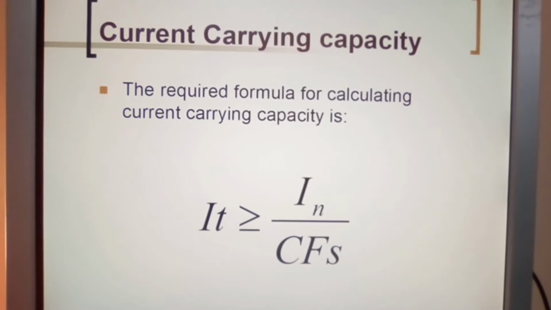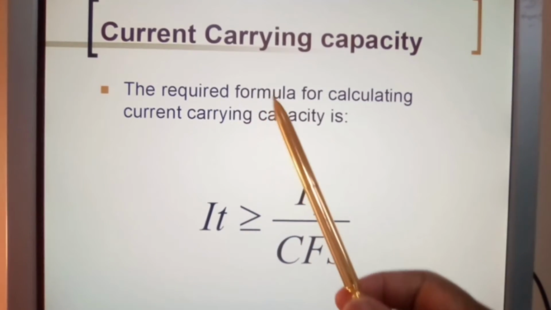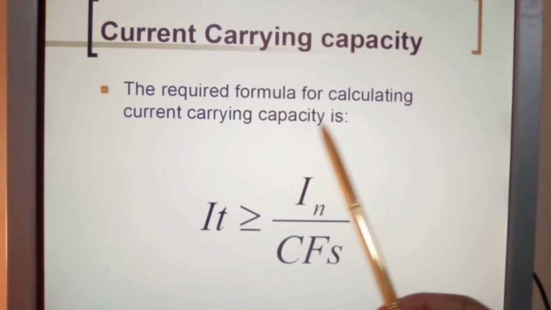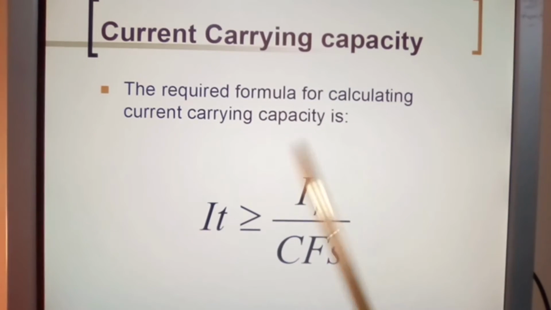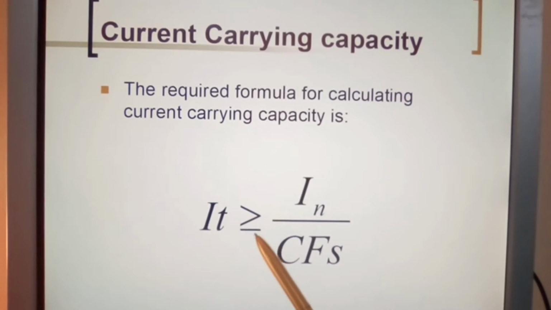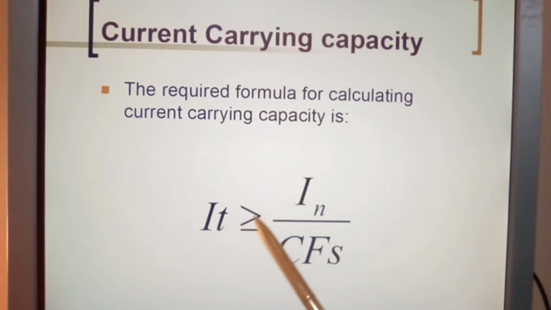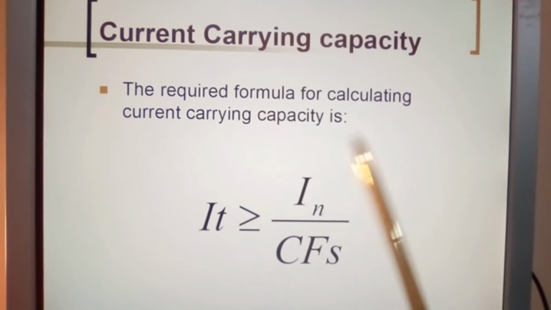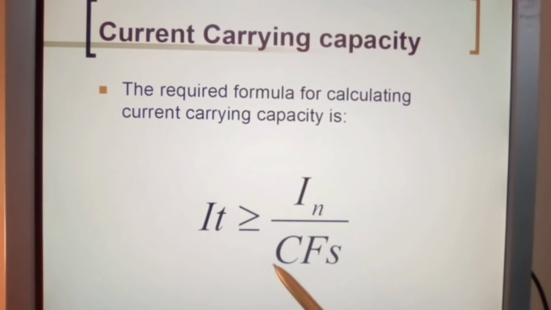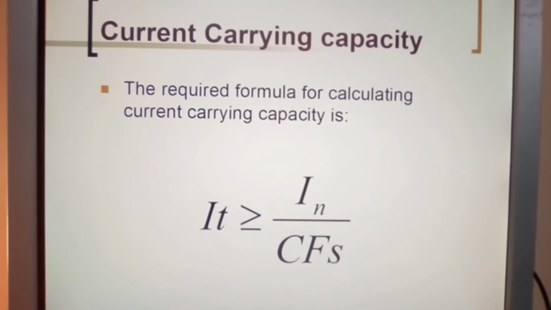Current carrying capacity. The required formula for calculating current carrying capacity is IT greater than or equal to IN over correction factors CFs. And again, don't forget these are your correction factors.